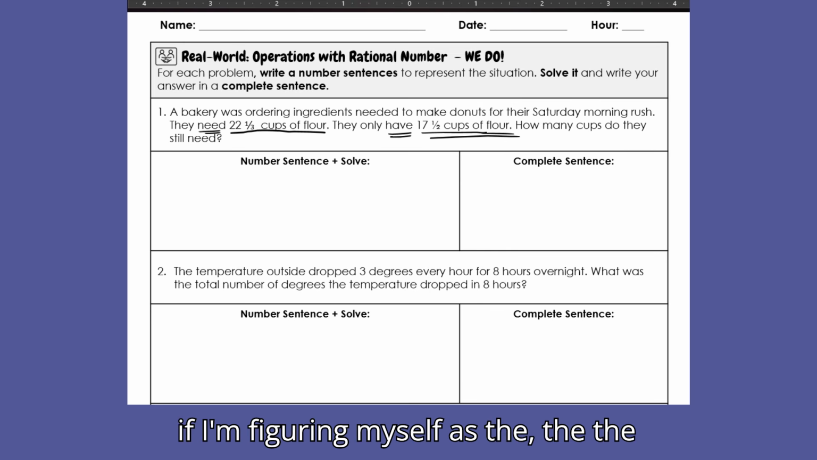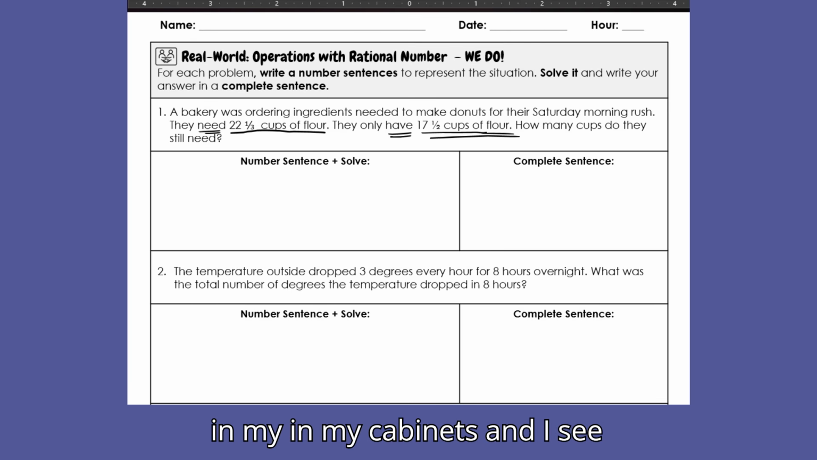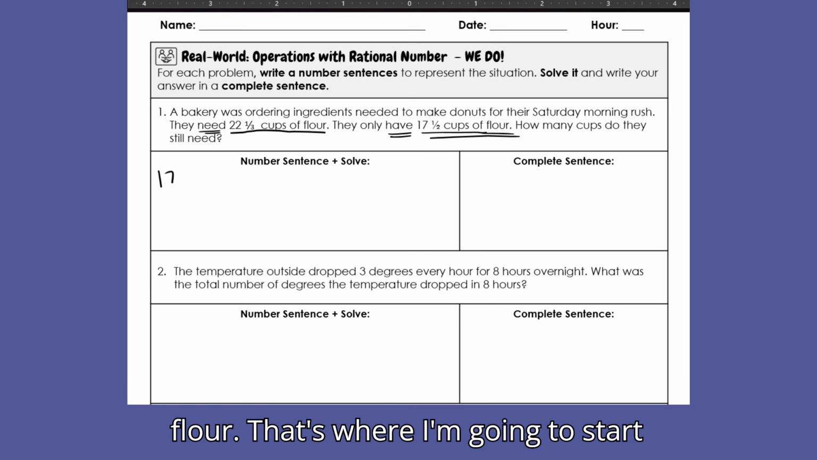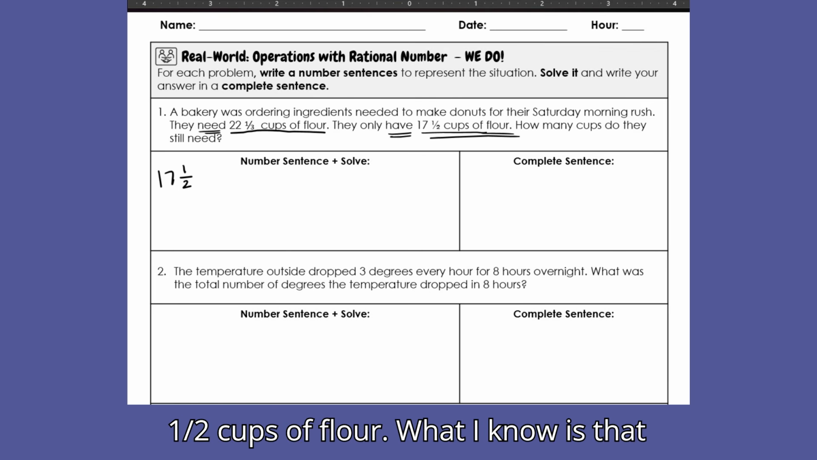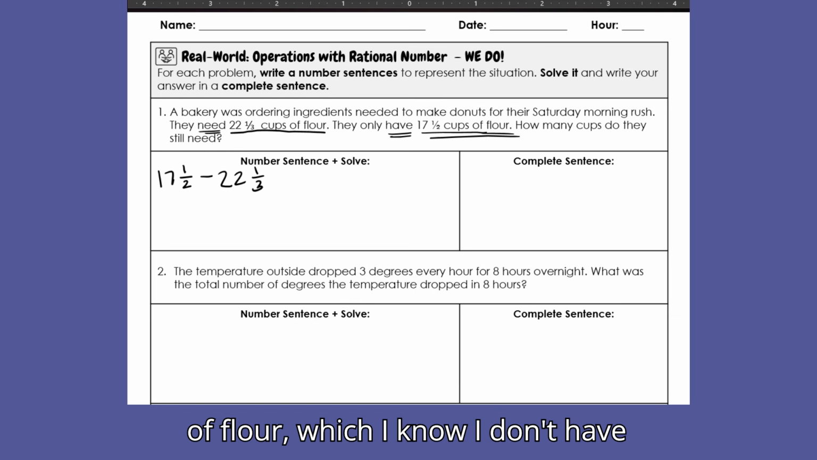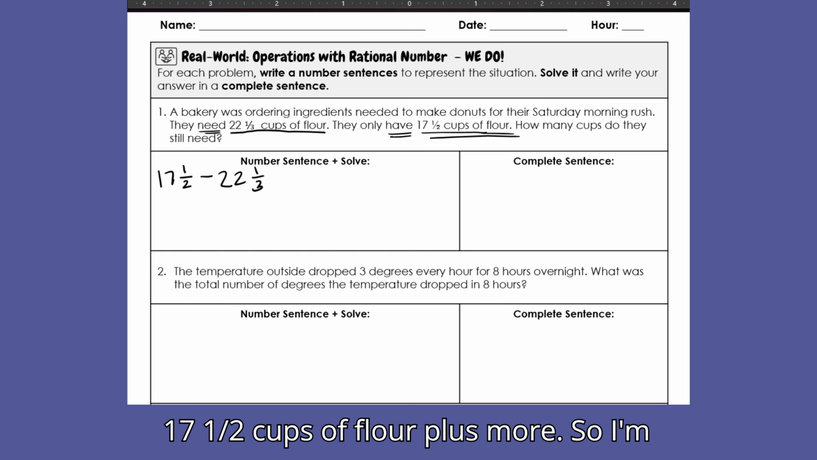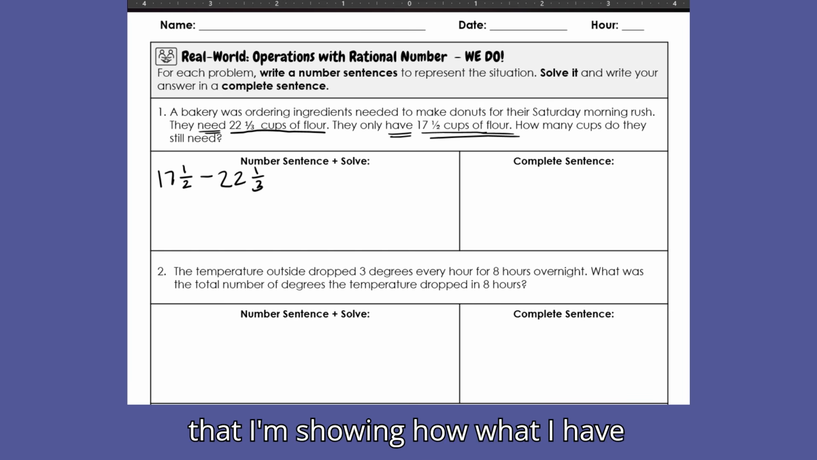So if I'm figuring myself as the person running the bakery, I look in my cabinets and I see that I only have 17 and a half cups of flour. That's where I'm going to start with my math problem: I have 17 and a half cups of flour. What I know is that I need to take 22 and 1/3 cups of flour, which I know I don't have. So I'm going to need all that 17 and a half cups of flour plus more. So the way I'm writing this equation is that I'm showing what I have minus what I need.